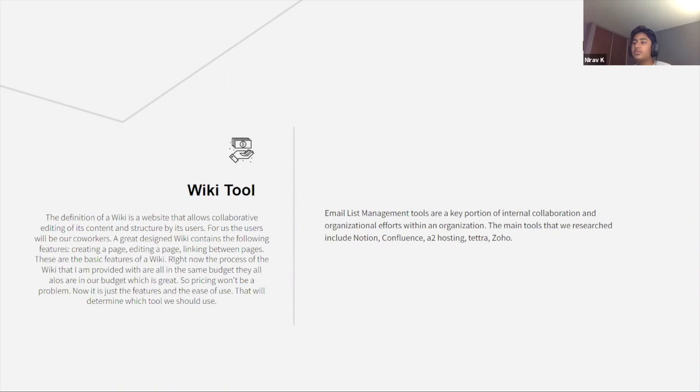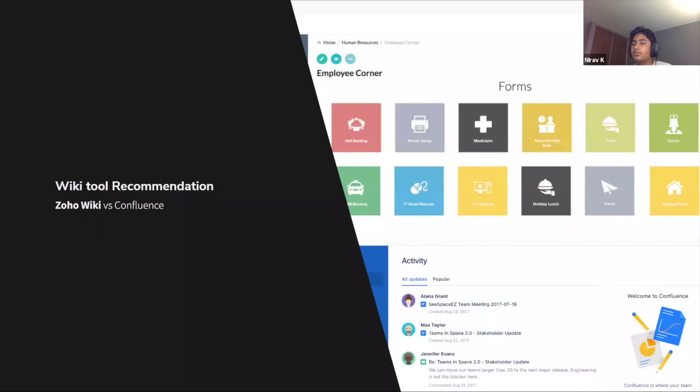Right now, the wiki tools that I am providing are all in the same budget. They all are in our budget, which is great, so pricing won't be a problem. Now it's just the features and the ease of use that will determine which tool we should use. So basically, a wiki tool is just going to be something that's internal between our coworkers and will help us communicate better and also establish a few ideas.